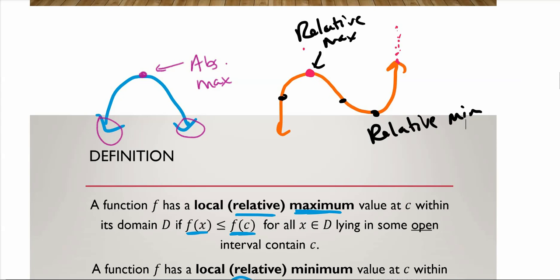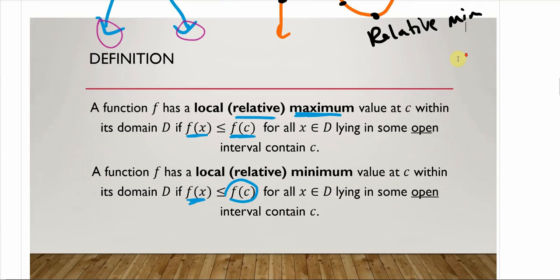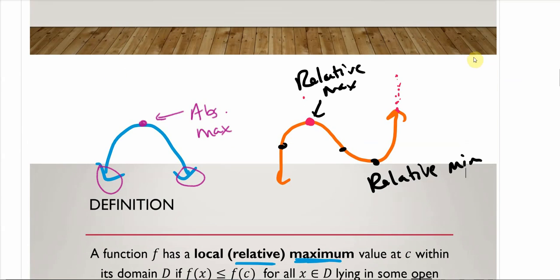Or, as the others say, a local minimum. Okay? I hope that clarifies the difference between an absolute max and a relative max, and an absolute min and a relative min. Now you're saying, well, can you show me an example of an absolute min? Yeah, I'll show you one right here.